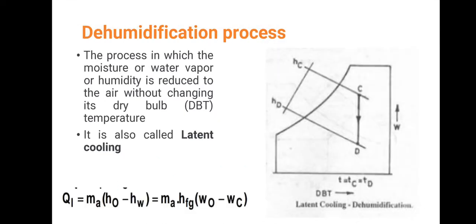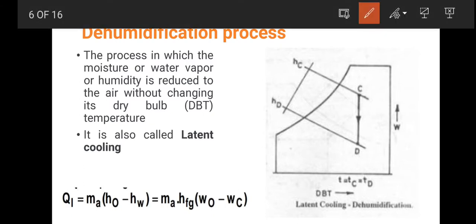Now we'll see the next process, the dehumidification process. This is a similar process, but the reverse of the humidification process. Here, consider C as the initial point, and corresponding to C the specific humidity is Wc, and the process takes place in the C to D direction. At point D, the specific humidity is Wd, and the dry bulb temperatures at points C and D are the same, so Tc is equal to Td.